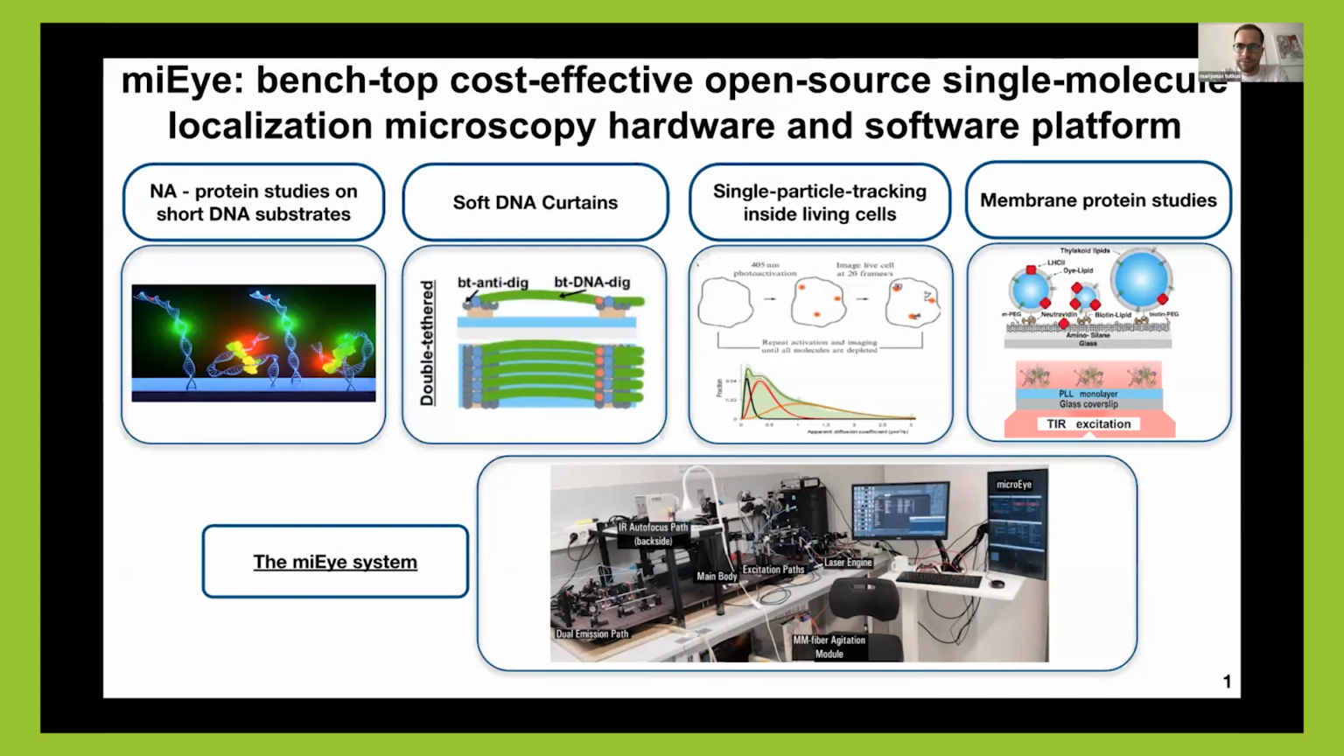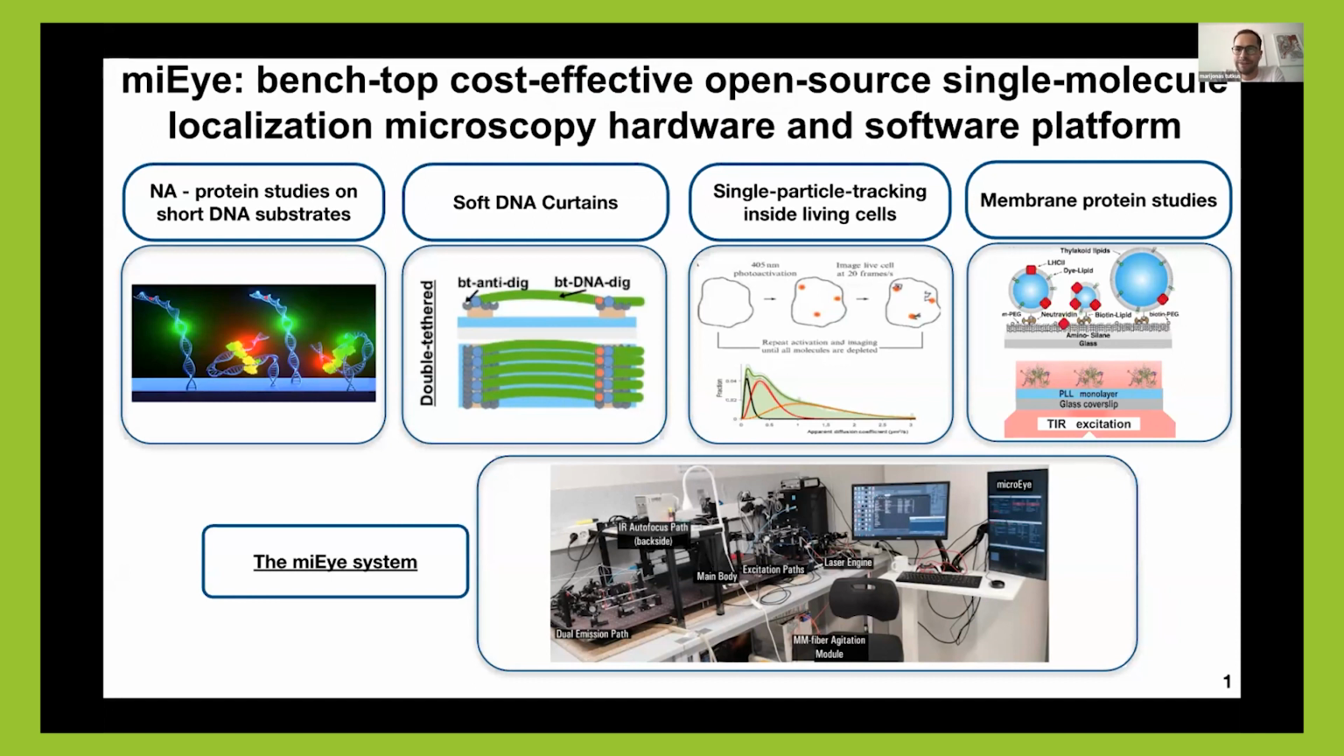So it's a pleasure for me to present our work in this venue. And I would like to tell our story, how we got into here and what our newest developments and achievements are in this open source microscopy work that we do. So we call it miEye. Well, it's a microscopy eye, let's say, and it's a benchtop microscope.